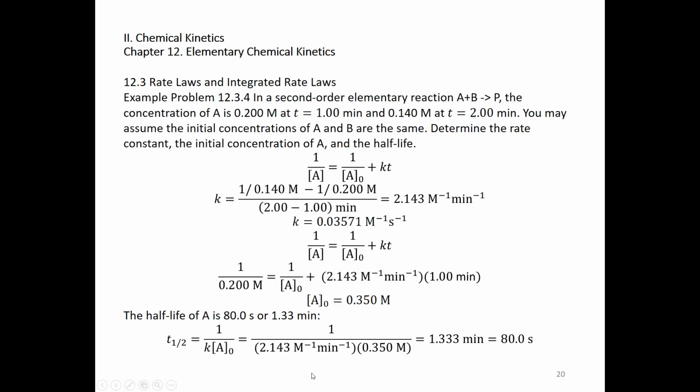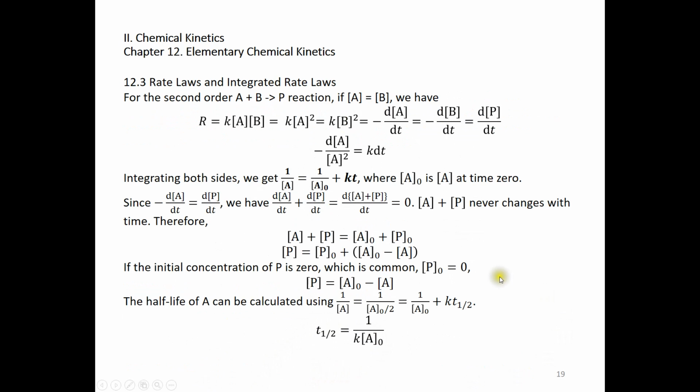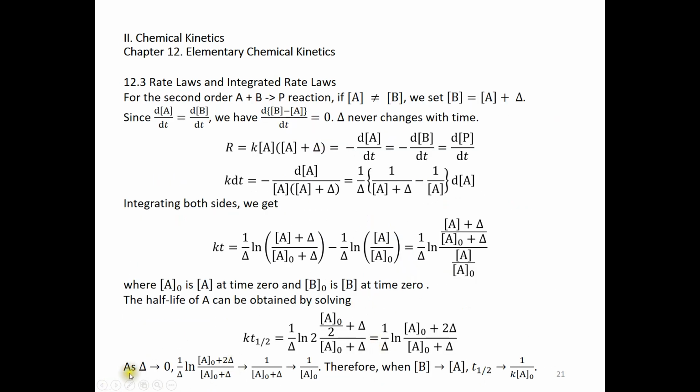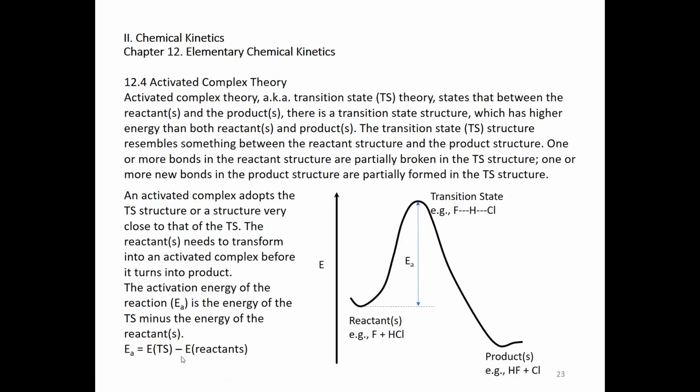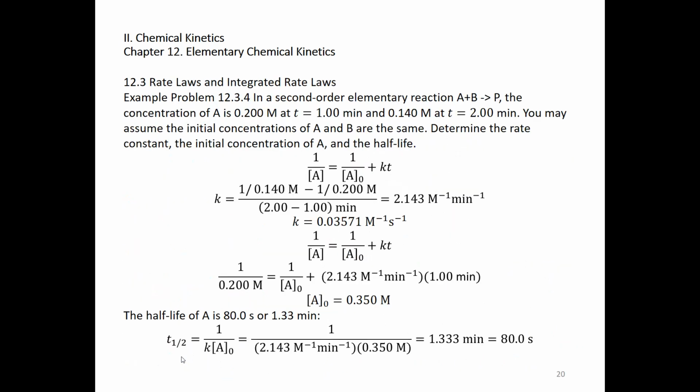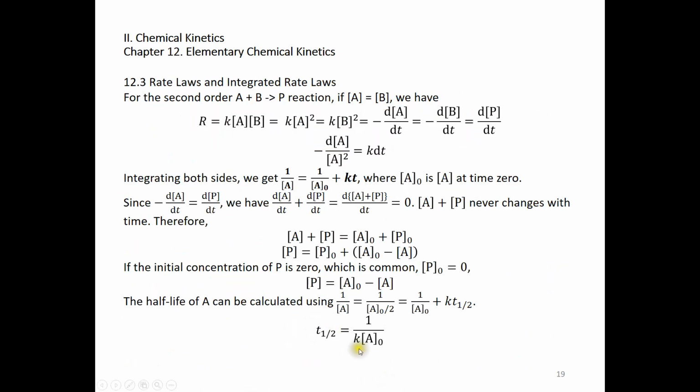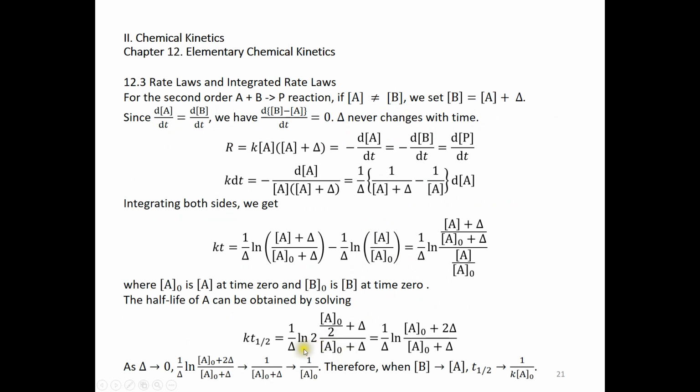And isn't that just the half-life here? The half-life is 1 over K A naught. Get back to this. When delta approaches 0, what's the half-life? Half-life is 1 over K A naught. Same thing. When delta approaches 0, we just reduced the more complex situation to the simpler one. On this page, when A is equal to B, the half-life is 1 over K A naught. And over here, same thing.